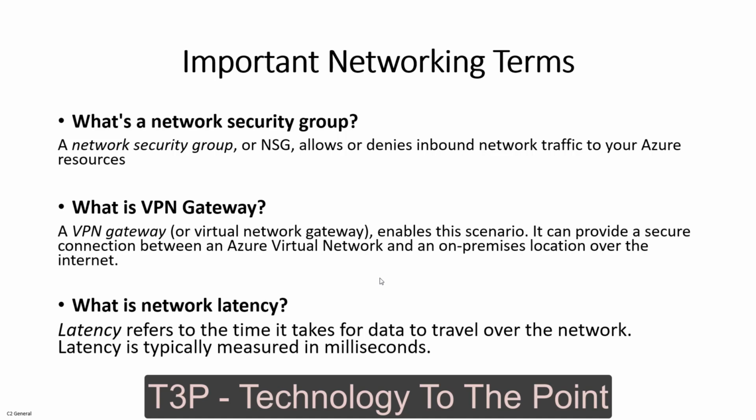Now we have the important networking terms that we will get into the questions, and these are useful terms. So first we have the NSG, or network security group. A network security group allows or denies inbound network traffic to your Azure resources. So when we talk about restricting or filtering inbound and outbound traffic, then we will use this NSG. Then we have the VPN gateway. The VPN gateway can provide a secure connection between an Azure virtual network and your on-premises network through the internet.